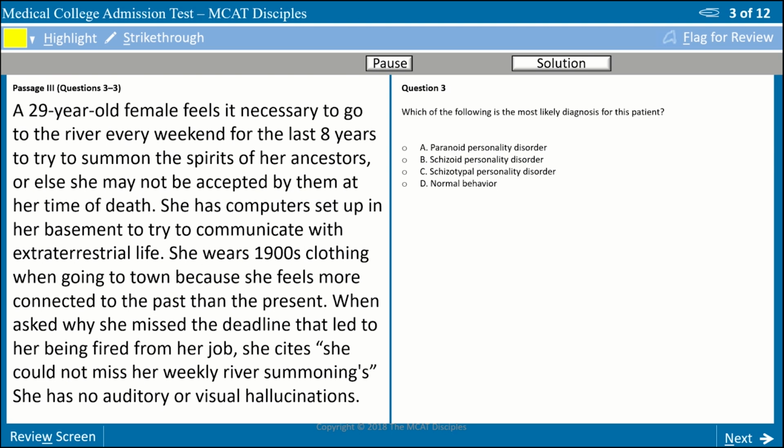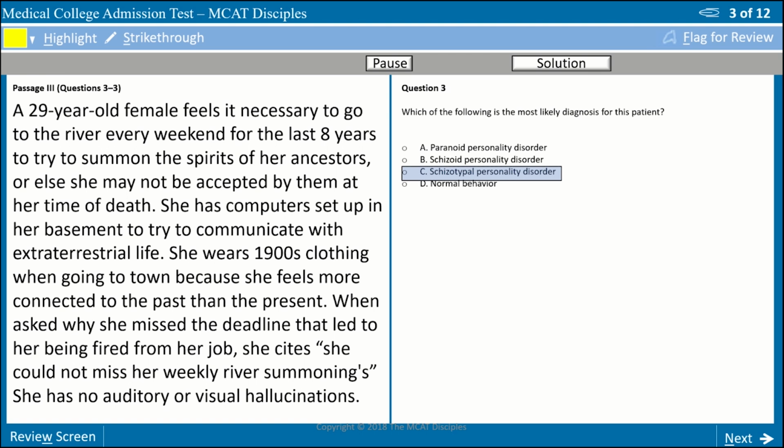We move on. A 29-year-old female feels it necessary to go to the river every weekend for the last 8 years to try to summon the spirits of her ancestors, or else she may not be accepted by them at the time of her death. She has computers set up in her basement to try to communicate with extraterrestrial life. She wears 1900s clothing when going to town because she feels more connected to the past than the present. When asked why she missed the deadline that led to her being fired from her job, she cites that she could not miss her weekly river summonings. She has no auditory or visual hallucinations. This is an example of schizotypal personality disorder.